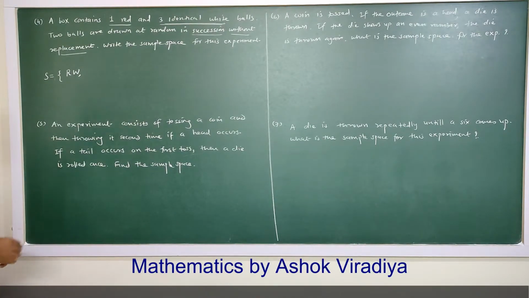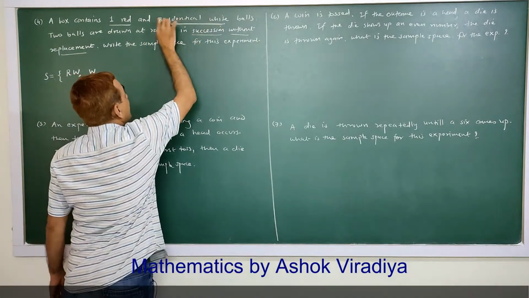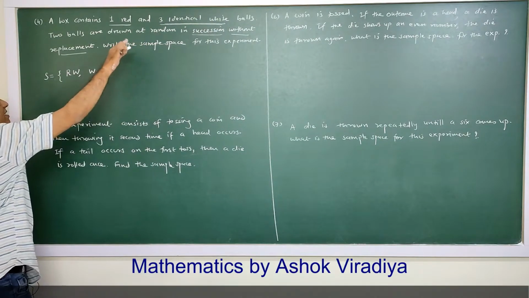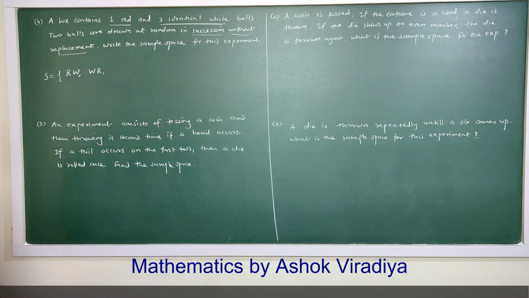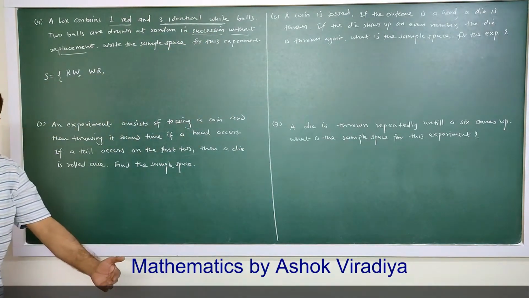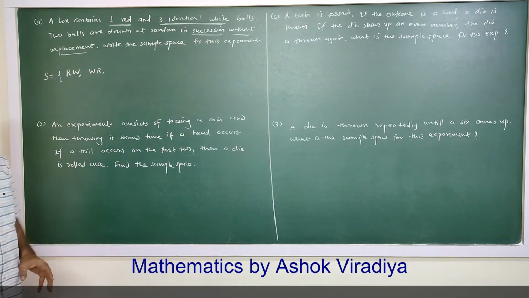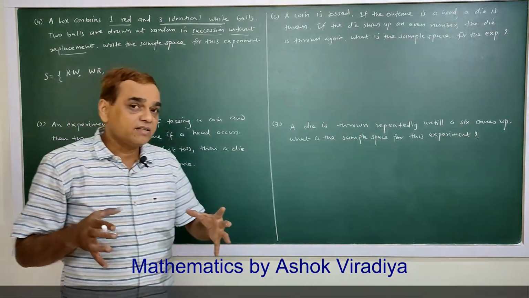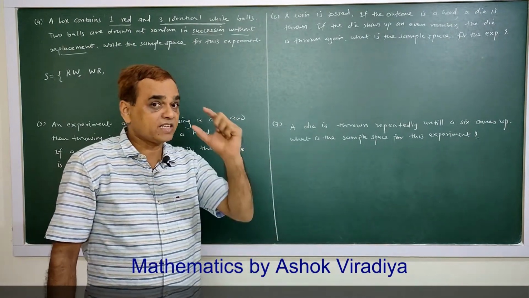If, performing this experiment, the first ball comes from these three white balls, the first ball is white, the second ball can be red. So here the word is in succession, means one by one. So first red, second white; first white, second red. The experiment is not like taking two balls together in your hand. Take one by one in succession.